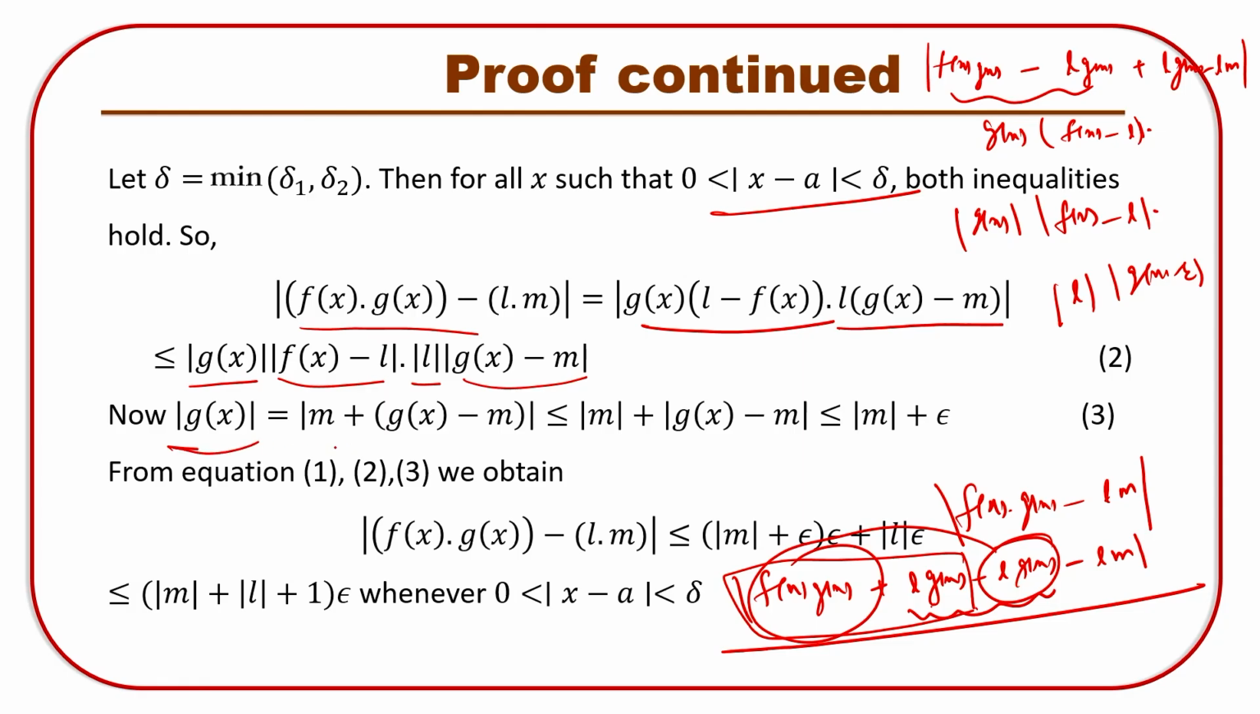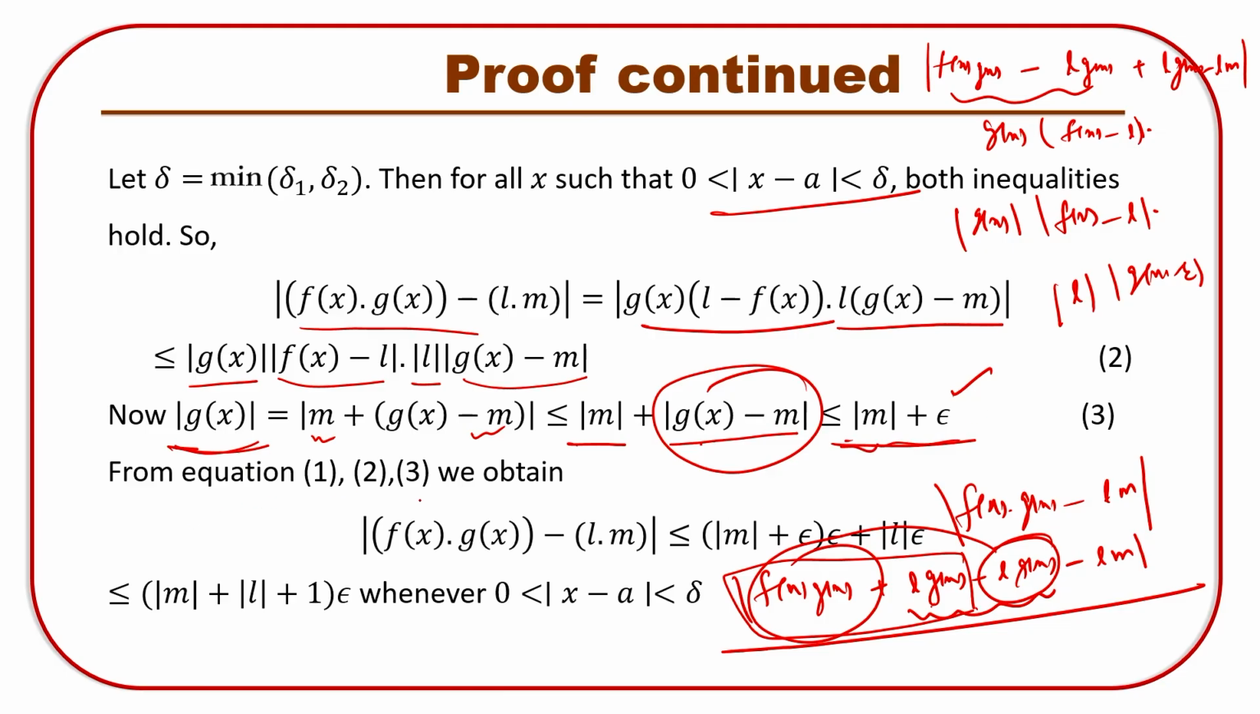Now, g(x) can be written by adding m and subtracting m on both sides. So, |m + (g(x) − m)| is less than or equal to |m| plus |g(x) − m|, which is less than epsilon. This will happen because g(x) has the limit point m. So, |g(x)| is less than |m| plus epsilon.